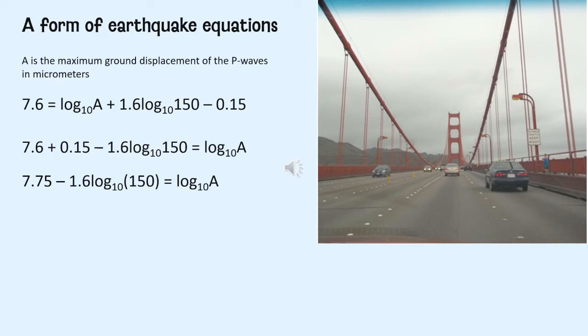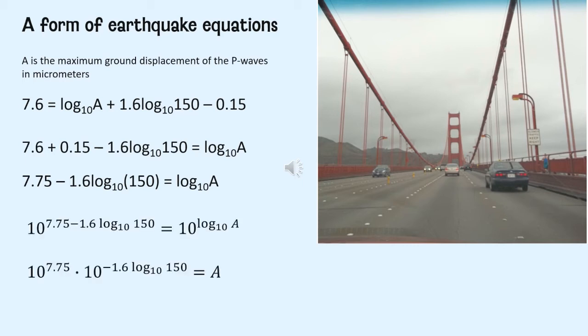subtract the log term, 1.6 log base 10 of 150, because that expression is really just a number. I know it kind of looks like it's a function, but it has a value plugged into it. And so the 7.75 is a constant, the 1.6 log base 10 of 150 is a constant. So I'm putting all of the constants together on one side of the equation and leaving the variable part, log base 10 of a, on the other side of the equation.